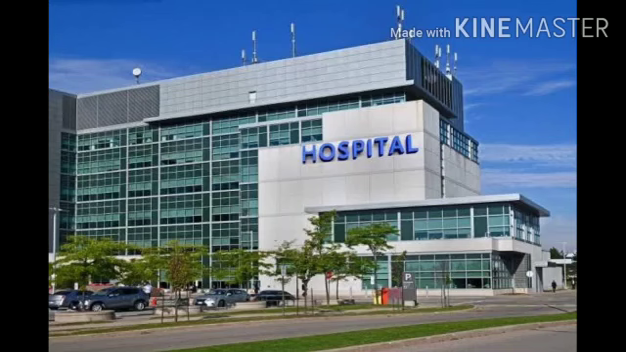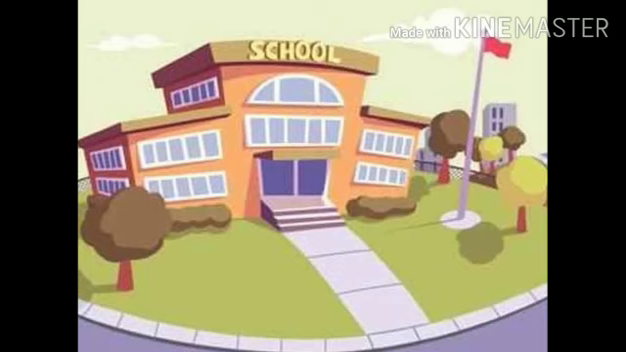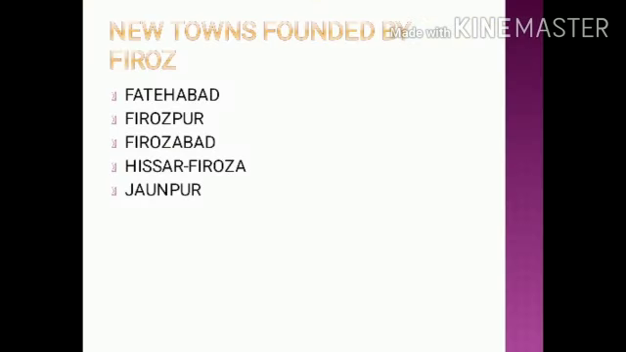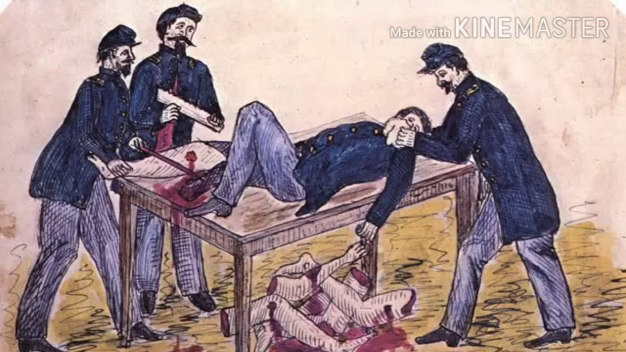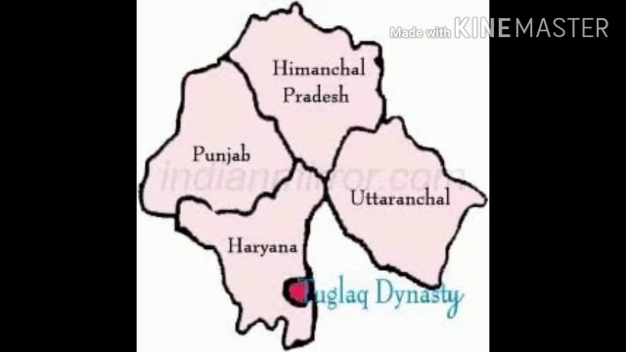He constructed several hospitals, sarais and roads. He opened a number of schools. He founded new towns like Fatehabad, Firozpur, Jaunpur, Hisar and Firozabad. He also abolished the cruel methods of punishment like cutting off limbs, etc. After his death in 1388, the empire nearly broke up.